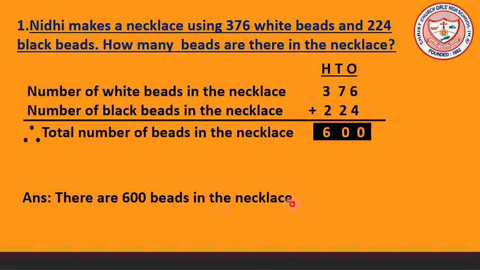Alright, and one more thing I would like to inform you that in an addition sentence, the numbers that are added, means these numbers, these are called addends. And the answer to addition is called sum. So here 600 can be called as sum. Got it?